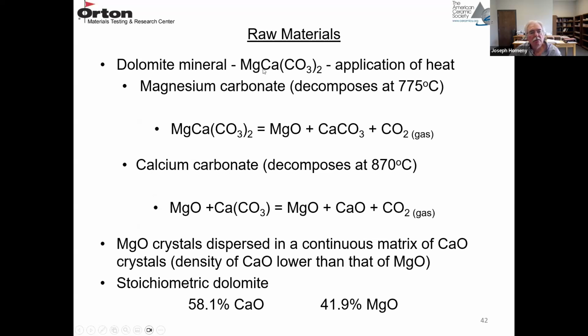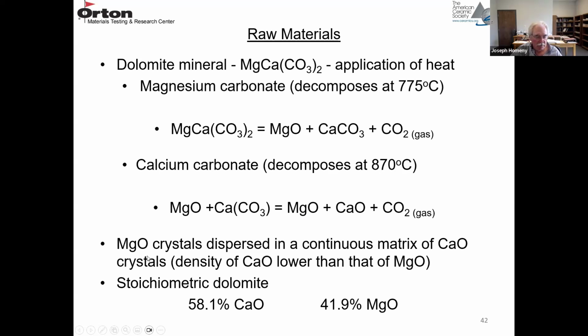So you start out with this solid solution of carbonates, dolomite. You apply heat. The magnesium carbonate decomposes first at 775 degrees C. So now you have MgCa(CO3)2. That decomposes to MgO. You're still having the calcium carbonate present, and then you have some CO2 gas coming off. And then when you increase the temperature to 1870 degrees C, the calcium carbonate decomposes. So you have MgO plus calcium carbonate forming MgO, CaO, and more CO2 gas coming off.